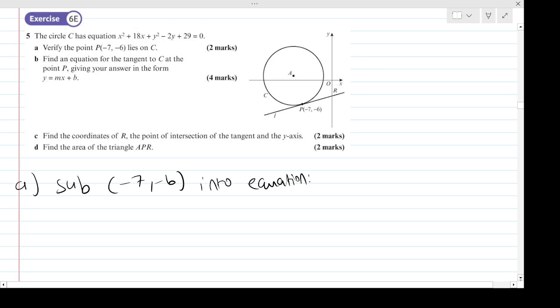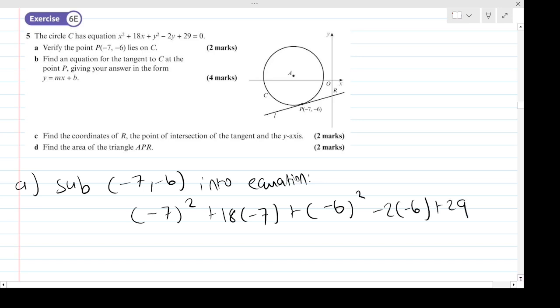And again, I don't need to make it fancy at the moment. I'm not asked to find any centres or radius. I just need to substitute it into the equation, so I don't need to do anything more. Just literally substitute x is -7, y is -6, and then I get (-7) squared, add 18 times -7, add (-6) all squared, minus 2 lots of -6, plus 29, and hopefully I'll get 0 out of this, okay?